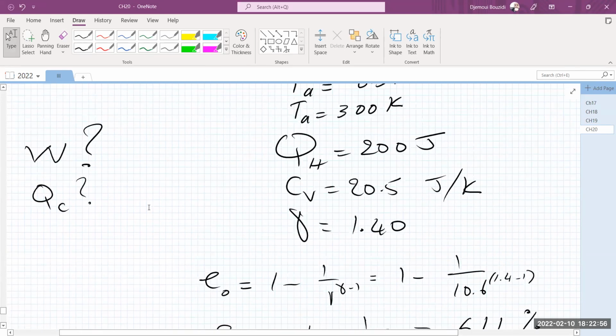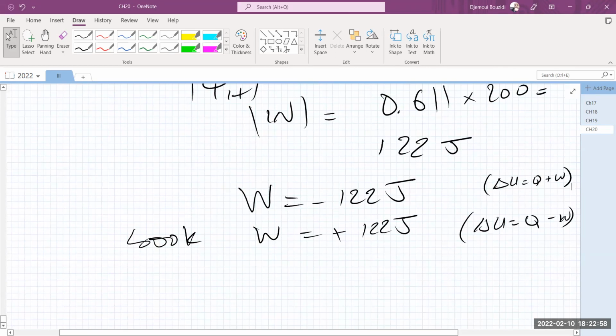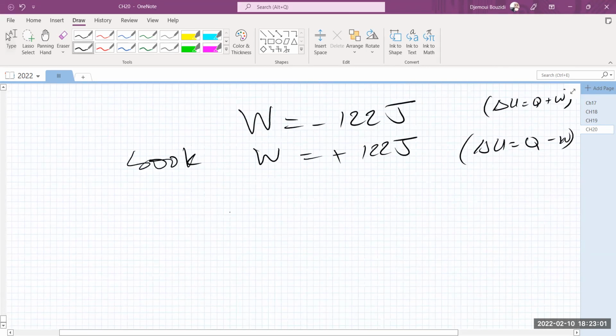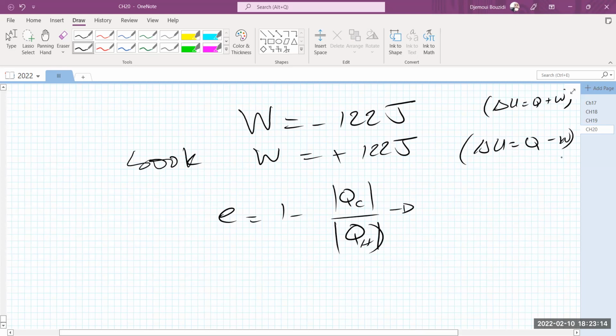The second part of this question was to find QC. Well, now we have multiple ways of finding QC. Either we use the formula that says E is equal to 1 minus QC over QH. QH is positive, so we really don't care about it. Or we can say the same thing in here, that delta U is 0, and Q total, which is QH plus QC, is equal to negative W, if we use this convention. In the book, you say it's plus W, okay?